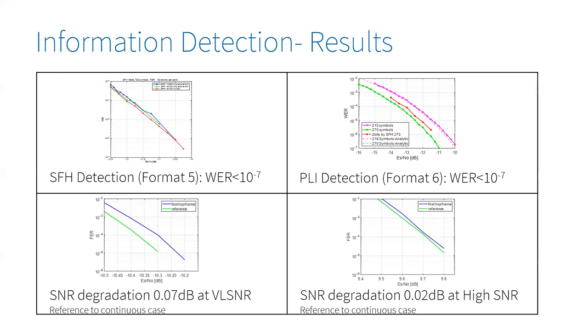As for the information detector results, it's actually the tracking mode. And you see that the SFH detection and the PLI detection in case of format 5 and format 6 are quite good, two orders of magnitude below the one of the information.